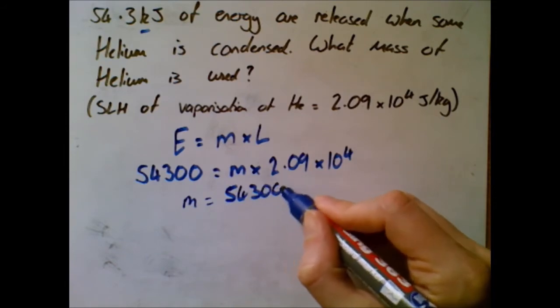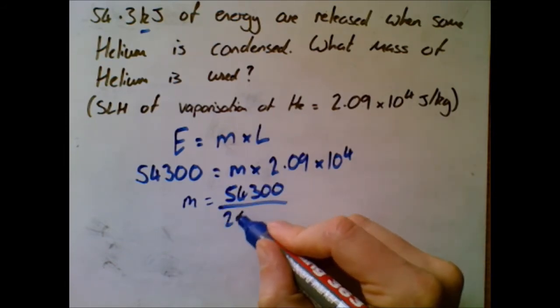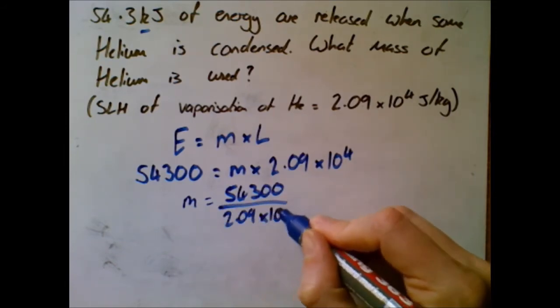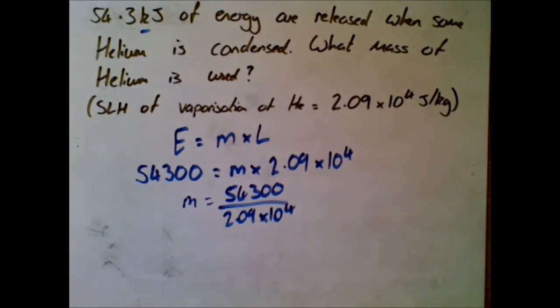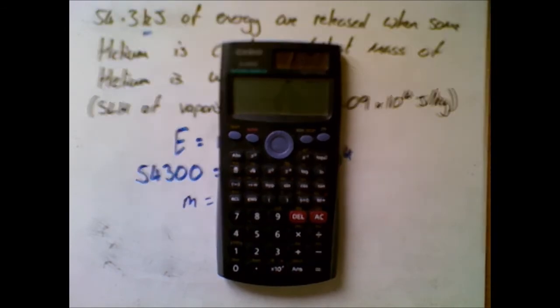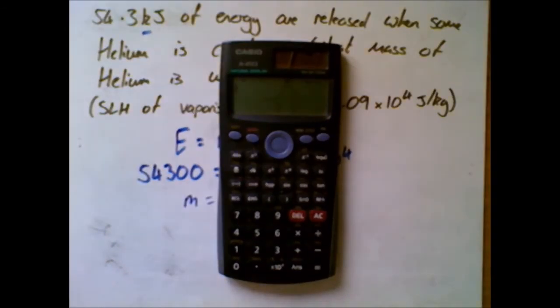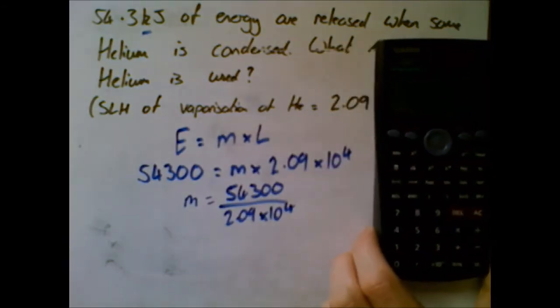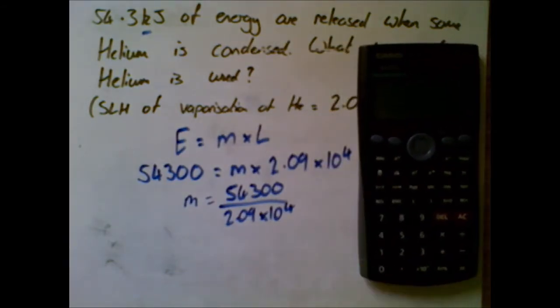54,300 divided by 2.09 times 10 to the 4. And I might just take this opportunity to show you that you can do standard form on your calculator. A lot of you may not know this. Now, I know there's lots of different designs of calculator out there. However, if you look at sort of a standard scientific calculator here, this button at the bottom that says times 10x is a standard form button. So if I want to do this calculation, okay, I know you can't see that super clearly.